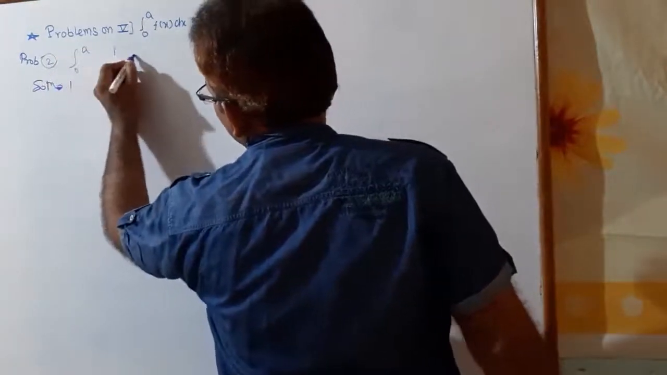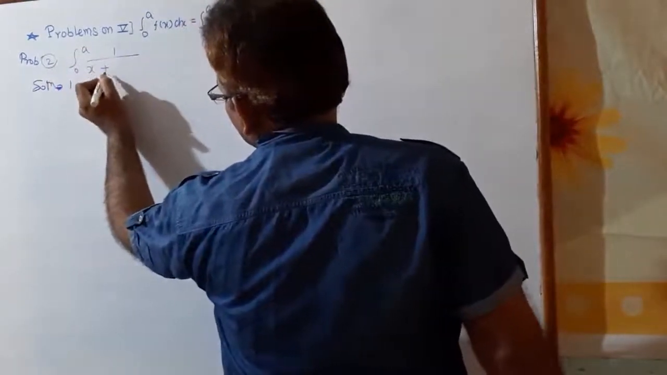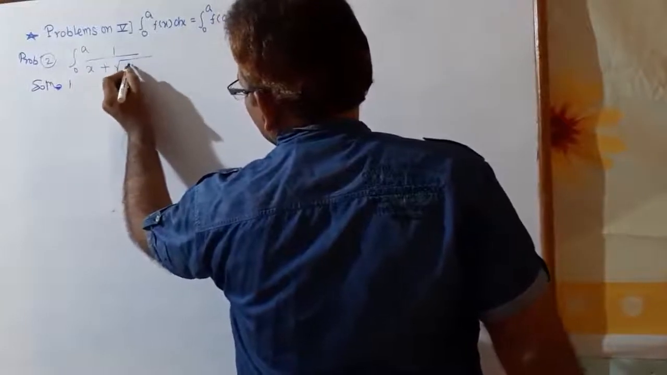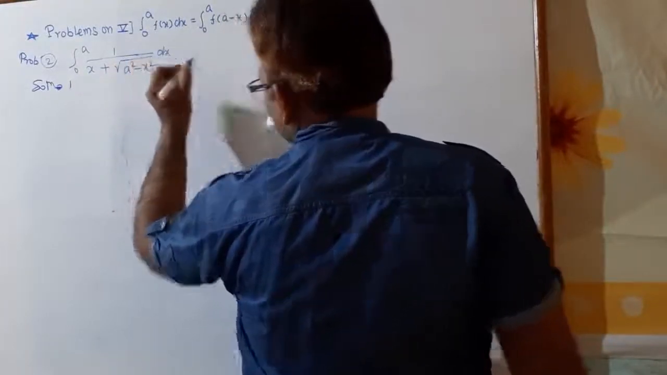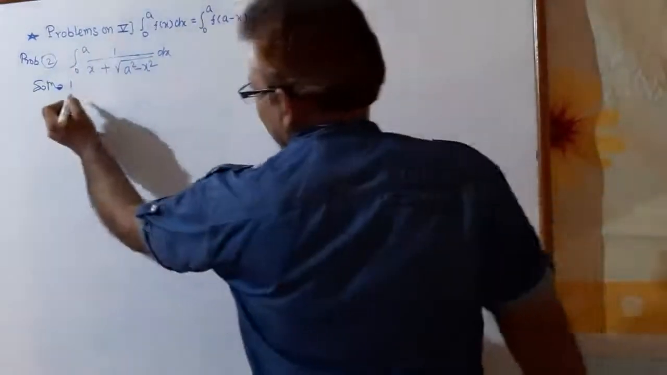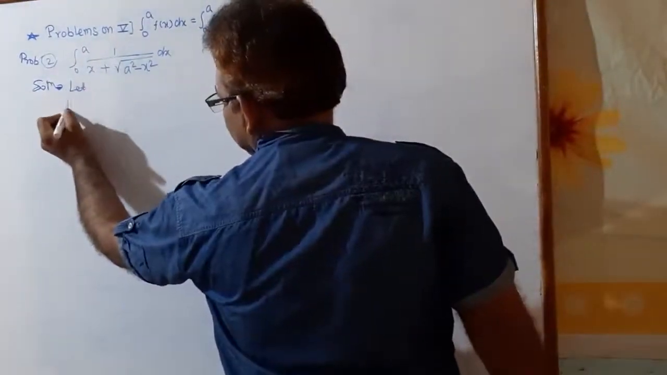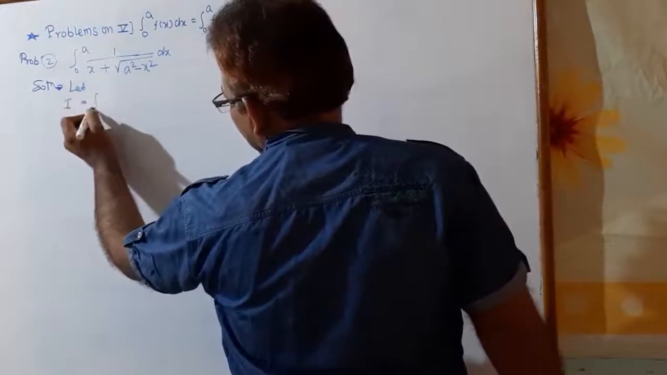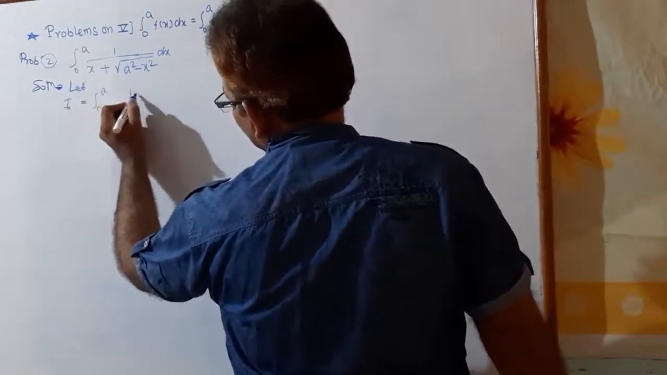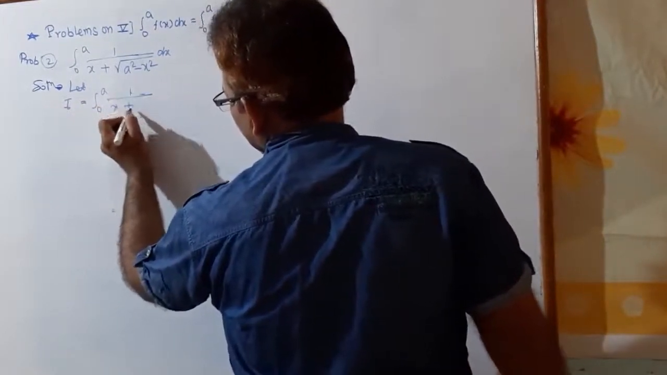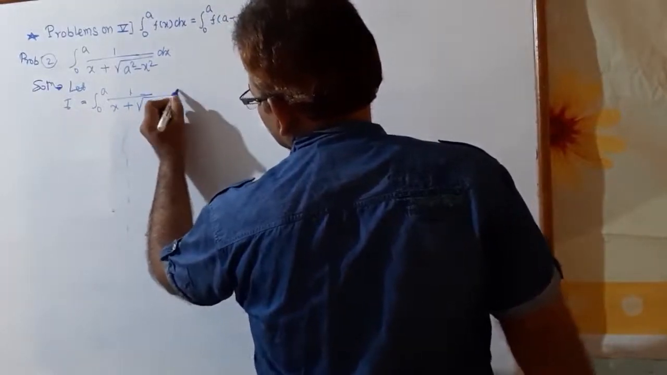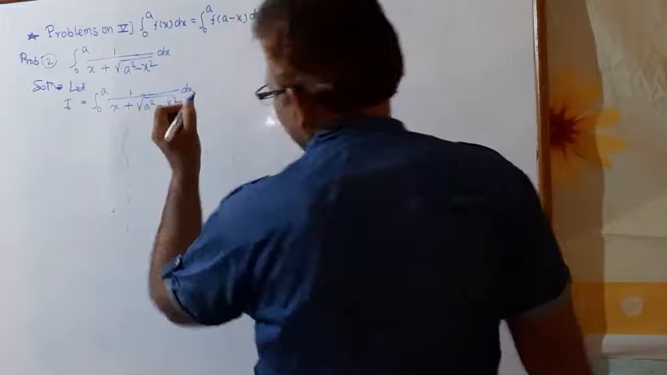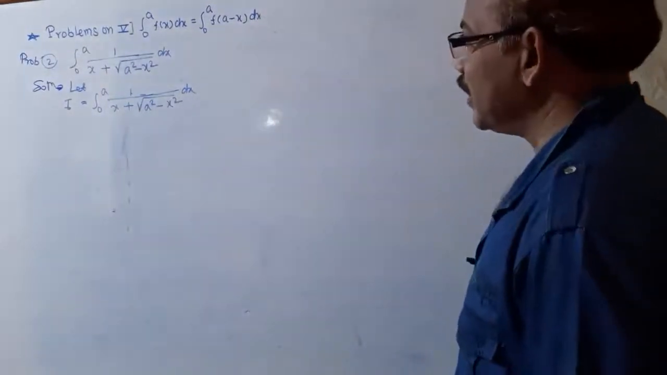Evaluate the integral of 1 divided by (x plus square root of a square minus x square) dx. First we let I equal the given problem: integration from 0 to a of 1 divided by x plus square root a square minus x square dx. So first we use integration by substitution.